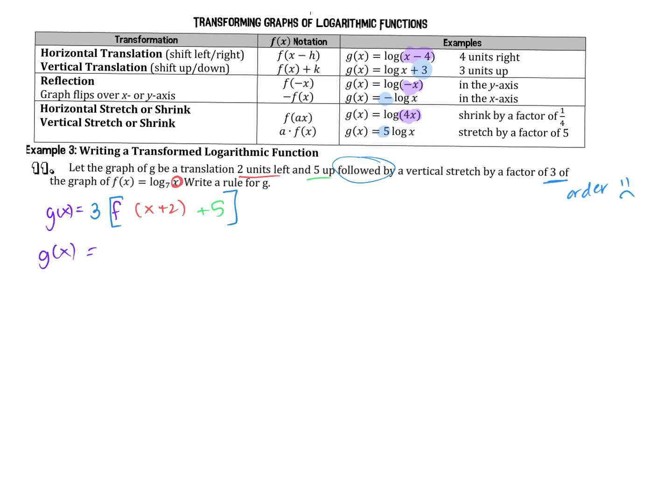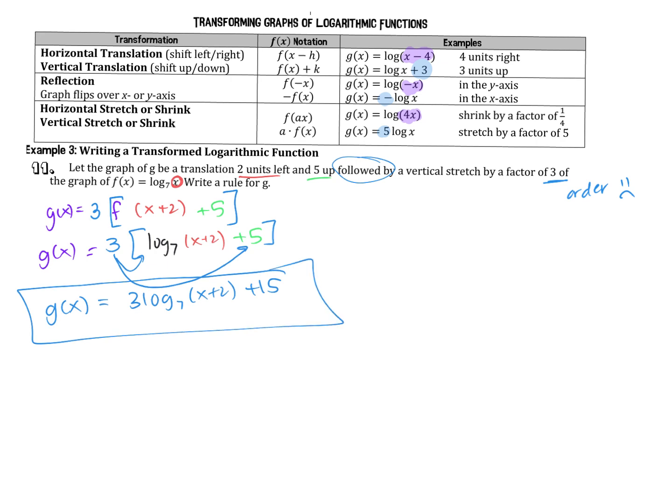So g of x is equal to 3. Now, instead of f of x plus 2, I'm going to say log base 7 of x plus 2, plus 5. And now I'm going to deal with that stretch. So I'm going to get a 3 that goes in front of this log base 7, and this 5 is going to become a 15. So g of x is going to be 3 times log base 7 of x plus 2, plus 15.